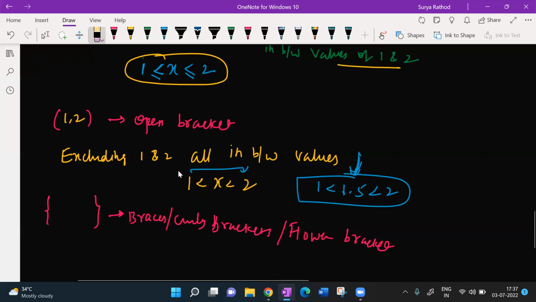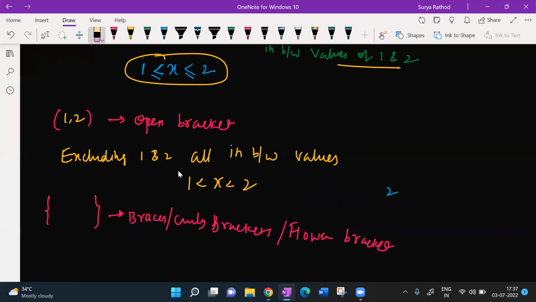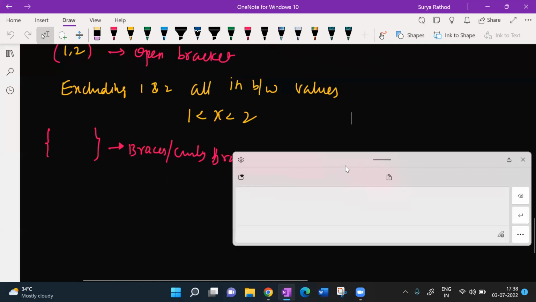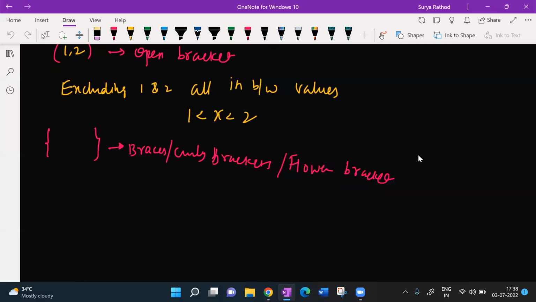All right. So I'm talking about such types of solutions. You do not worry. You just have an idea what is open and what is closed bracket. While discussing the questions, you will be understanding pretty clearly. Now you have an idea what this is.